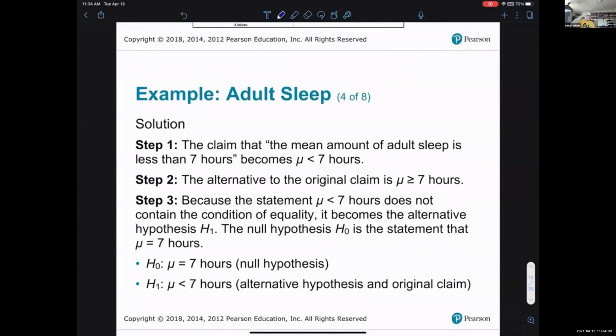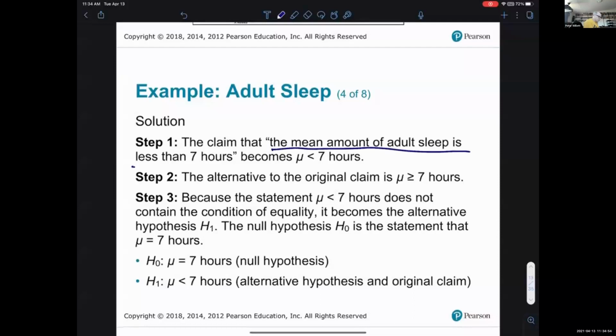So as usual, we then want to set up the hypothesis test. And you set up the hypothesis test just based on the claim, not using anything about your sample. Typically, people set up their hypothesis test before they even collect their sample data. So the claim is that the mean amount of adult sleep is less than 7 hours. And so that becomes mu is less than 7. Like in the sample that I was giving where I said mu is less than 6 feet. In this case, mu is less than 7 hours.